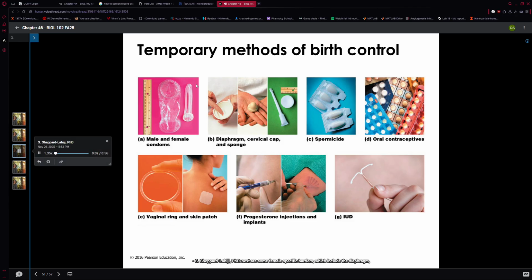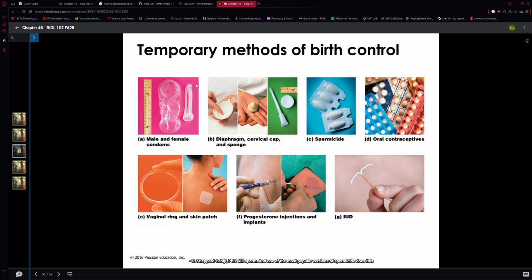Next are some female-specific barriers, which include the diaphragm, cervical cap, and sponge. And these methods can block the cervix so that sperm cannot pass into the uterus. When it comes to this barrier method, the same as male and female condoms, the efficacy can be increased through the application of spermicide. And spermicide is something that can trap and kill sperm.